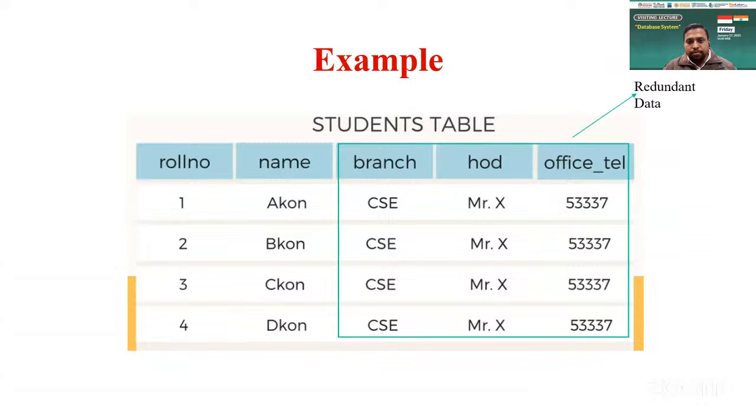So as per the table, we are checking that the data for branch, HOD, and office telephone is repeated, and this is known as redundant data, as this data is there for all the rows. Suppose, if in branch CSC there are 1,000 students, then for 1,000 students, this data will be inserted. So it takes a lot of space, it takes redundant data. So we have to solve this problem so that it does not create 3 types of anomalies.